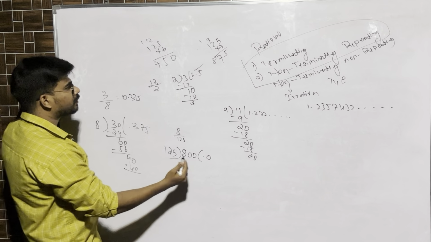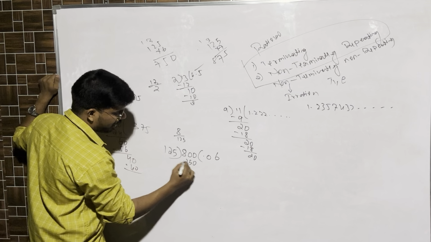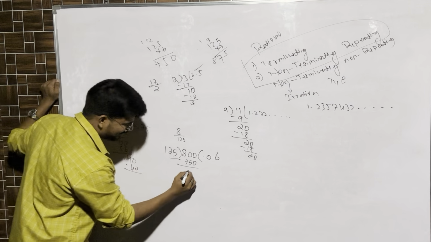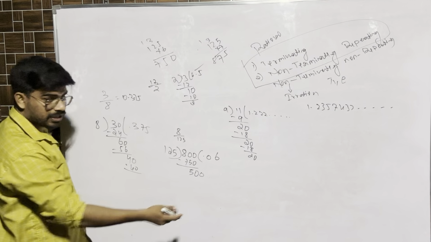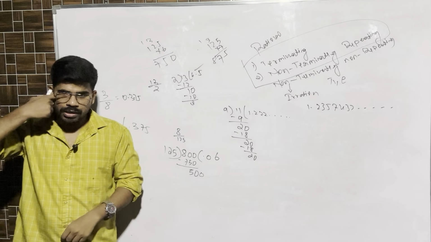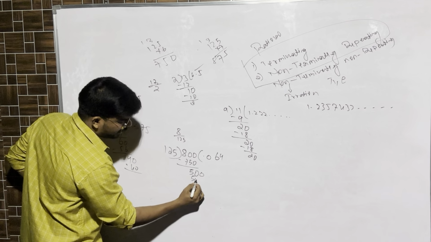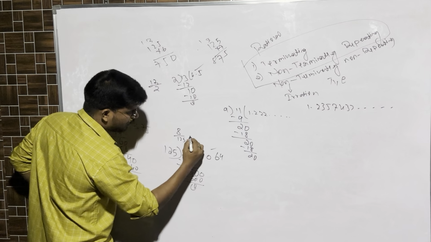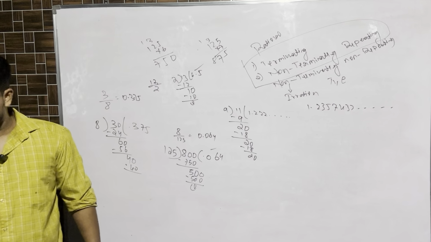By what number? 6. 6 से मल्टीप्लाई करेगा तो क्या मिलेगा? 750. 50 रुपया. 50 is remaining. Point is already there. Take 0. 500, just now we checked, no? By what number was it going? 4s. 125 4s are 500. It is 0.064. It is a terminating rational.